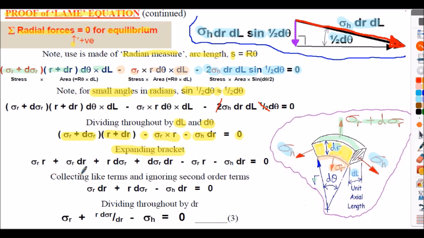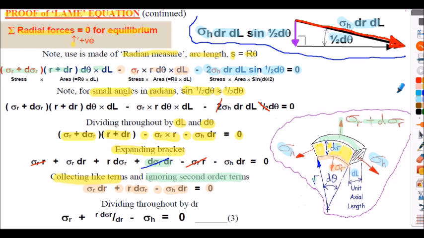After expanding the brackets, if we now consider the like terms, we'll find that these two terms cancel. That's collecting like terms together. And if we ignore second order terms, this will be a second order term here, a d sigma r times a d theta. One very small value multiplied by another very small value is a negligible value in the calculation here. So that term will also disappear. So we now end up with this expression of sigma r dr added to r d sigma r minus sigma h dr, and that's equal to zero.